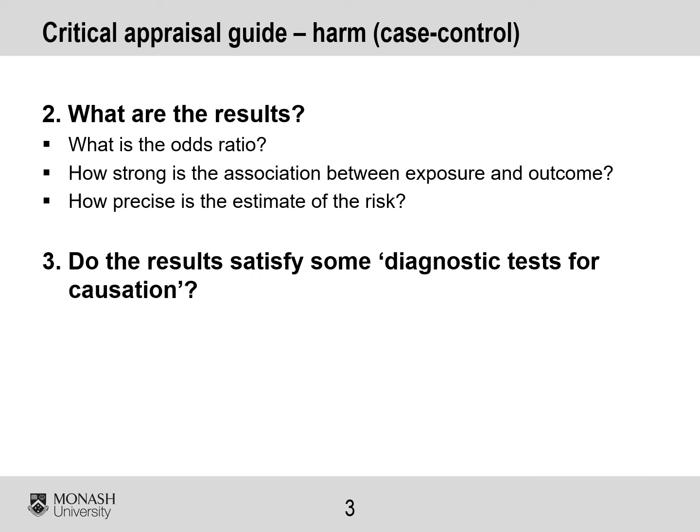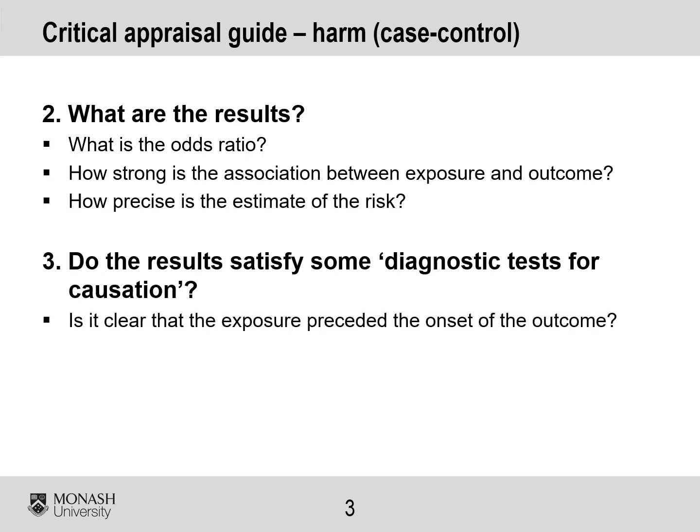Section 3 is the new section that we've included for studies around harm, and this relates to identifying whether or not some of the diagnostic tests for causation are apparent. So the first question relates to identifying whether or not the exposure preceded the onset of the outcome. In order for causation to be present, we have to demonstrate that the exposure preceded the outcome. So the exposure caused the outcome.